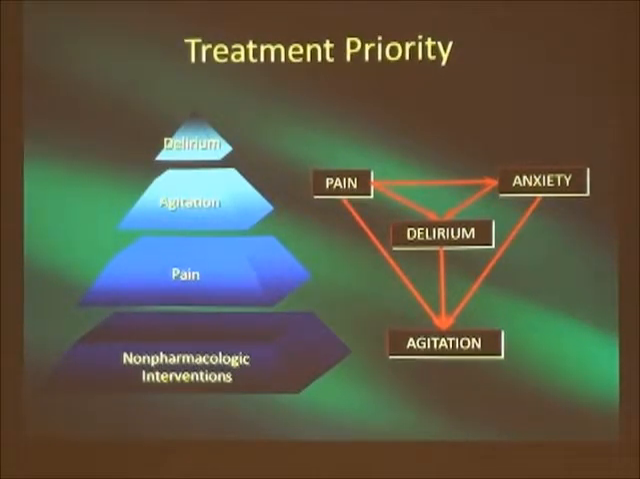So non-pharmacologic interventions do play a huge role in this. Then if you look to the right of the slide, as you can see, they are all interrelated, right? Pain can lead to anxiety, it can lead to delirium, it can lead to agitation. And consequently, if you have somebody who's agitated and delirious and they're flopping all around in the bed and they have a reason to be in pain, it becomes a vicious cycle.